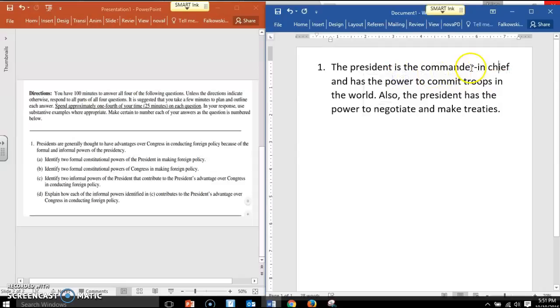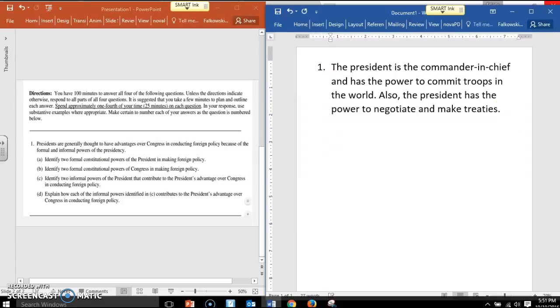Now, certainly you could put more than 2. Other acceptable answers would include recognizing nations. You could also say receiving ambassadors, appointing ambassadors. So these are some of the major formal powers. When we're talking about formal, remember that we're talking specifically about powers given to the President in the Constitution. And these all, of course, come from Article 2.